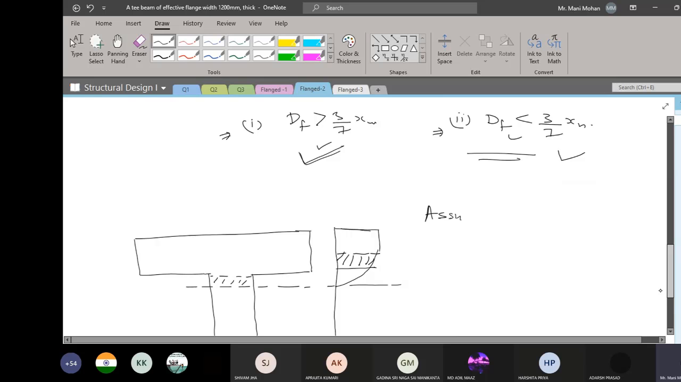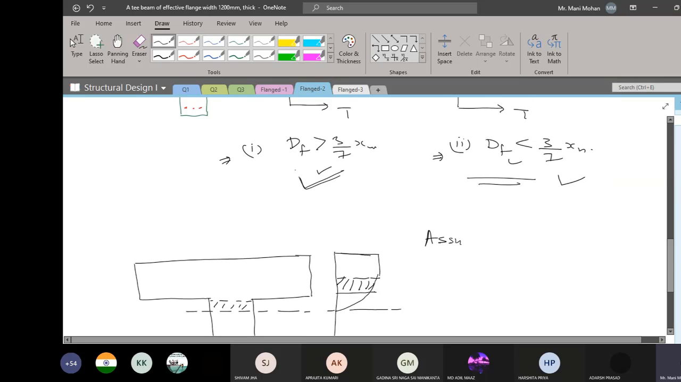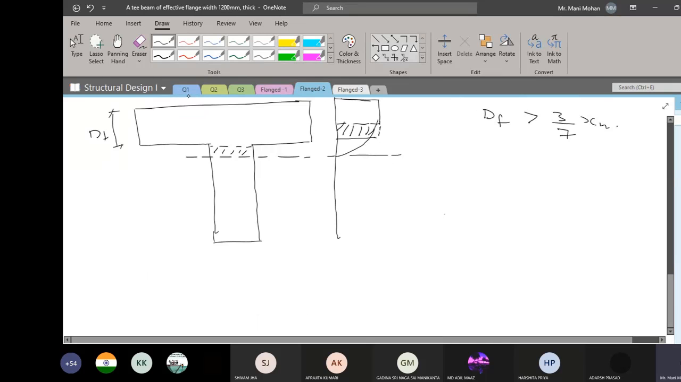So now I know neutral axis lies in the web. I again have two more cases. So I'll write again, assuming XU less than XU max, which I'll be confirming, and also depth of flange is greater than 3 by 7 times XU. So this is my case. Please observe this. I'm not going to consider my tension side. This one I'm considering splitting into flange part and the web part.